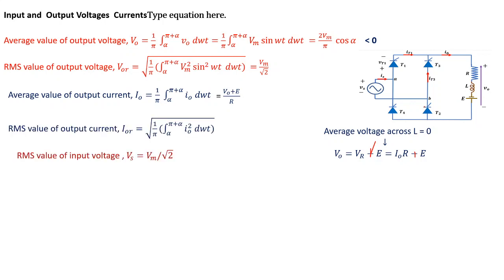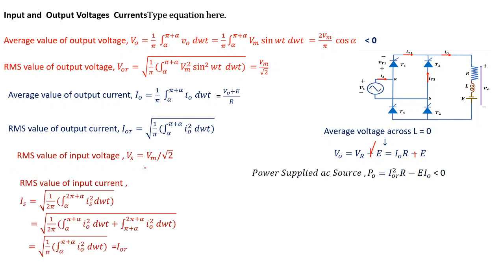And the RMS value of current you can find out if you know the I0 expression. The I0 expression can be obtained by applying KVL for this load. So V0 is equal to R into I0 plus L into di0 by dt minus E. Solving that equation, you would get the mathematical expression for I0, and substituting that expression in this formula, you would get IOR. And the RMS value of input voltage is Vm by root 2, and the RMS value of the source current you can find out, that is same as IOR.